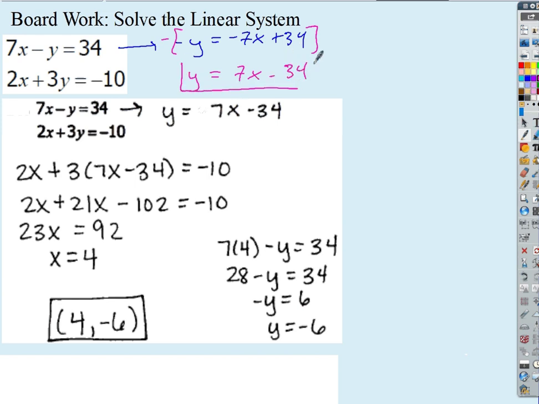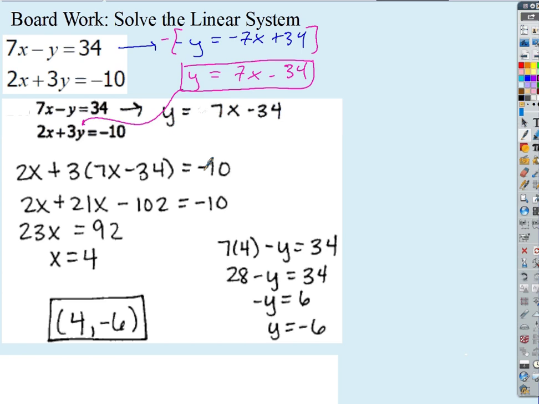And then always put a box around your substitution equation because you're going to come back to it, right? It really does make it easier. And so then you were good from there. We make the substitution where we plug that y into the other equation, and so we get 2x plus 3 times the quantity 7x minus 34. We distribute the 3, collect like terms, divide by 23, and we get x equals 4.